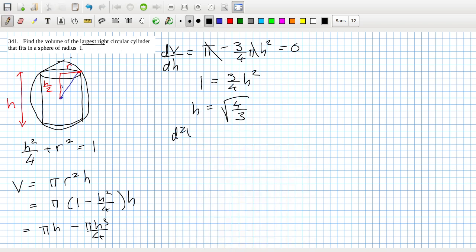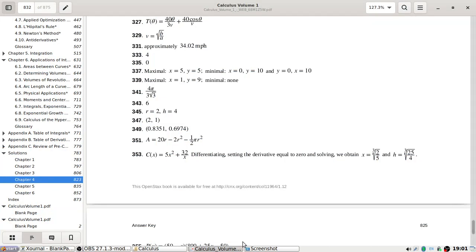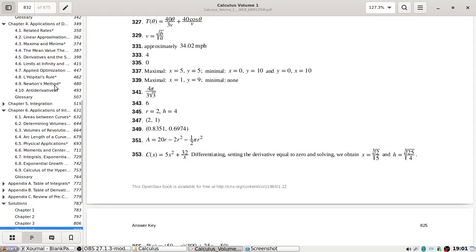We can see that d squared V over dh squared is negative, so that makes it a max. And then the volume would be pi times (1 minus a quarter times h squared, which is 4 over 3), times h, which is root 4 over 3. So that'd be pi times (1 minus a third), so that's 2/3. And then that's root 4 over 3. So that's, yeah, 4 pi over 3 root 3. Yeah, okay, that's fine. Let's have a look at the next one now.